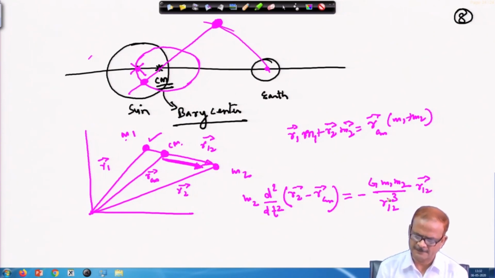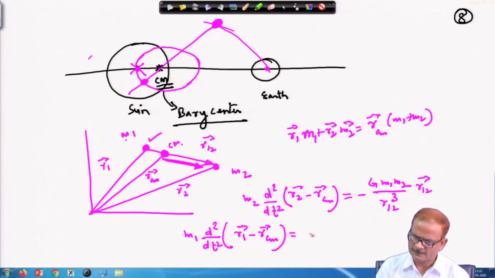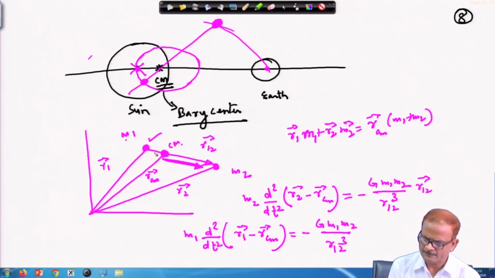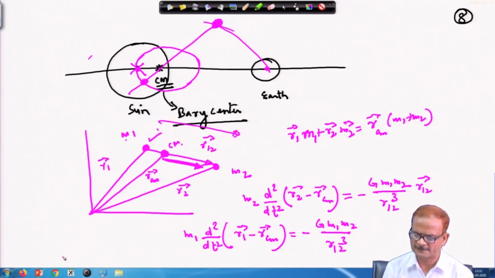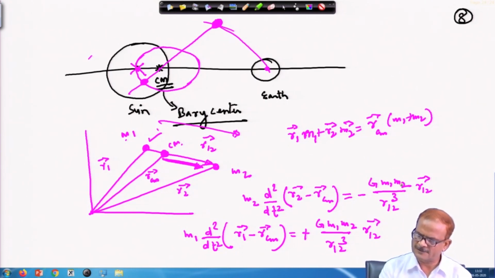This is the way of writing it. Similarly, if you want to write the equation of motion for 1, it will be written as M1 d squared by dt squared times R1 minus RCM, equals minus G M1 M2 over R12 whole cube. Now in this case the R12 vector we are taking in this direction. This is the R12 vector direction. So I will write it with R12, but this will come with a positive sign. The right hand side does not change, because this is the force term. The force term does not change.